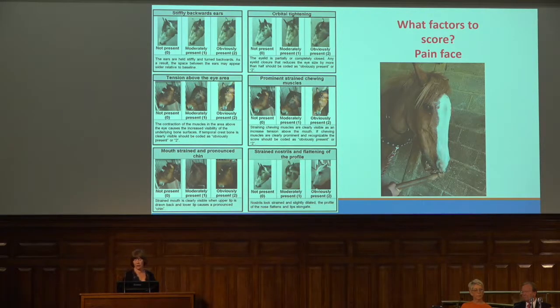The picture here is of a horse that has a twitch on its nose, and if you look at that, you can see the pain face, you can see the stiffly backward ears, the orbital tightening, the tension above the eye area, the strained chewing muscles, and so on. The twitch has been on for 45 minutes very tightly. That animal is just being clipped, using it totally inappropriately.